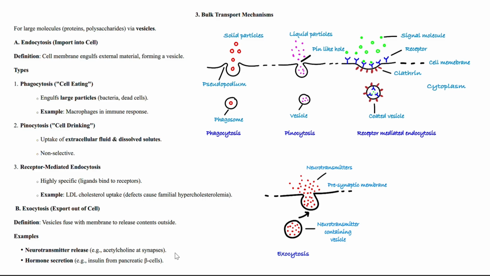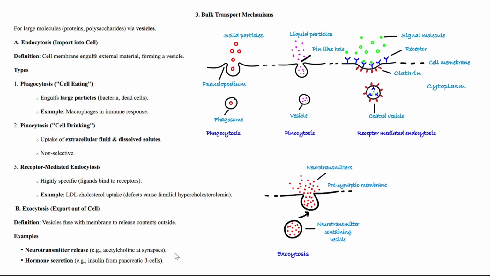If this pathway is defective, as in familial hypercholesterolemia, cholesterol levels can rise dangerously in the blood. Exocytosis. Export out of the cell. The opposite of endocytosis is exocytosis.